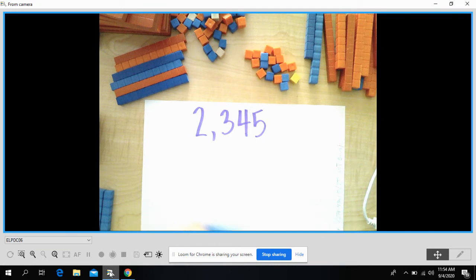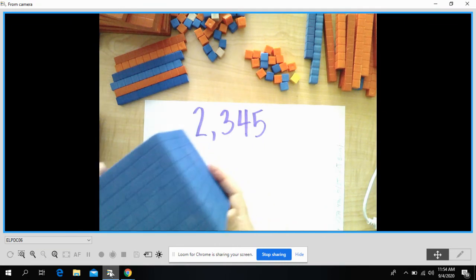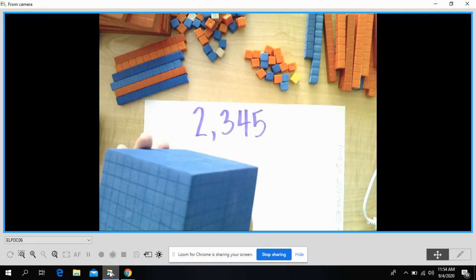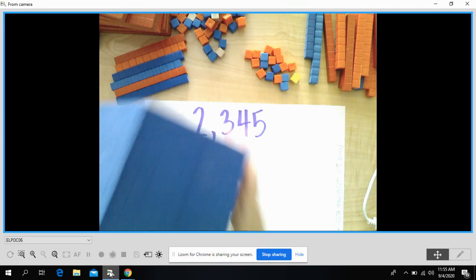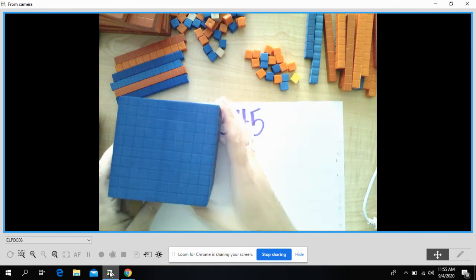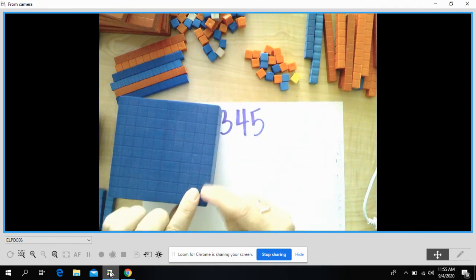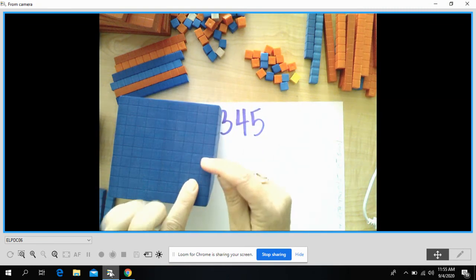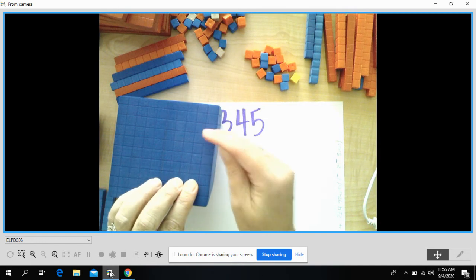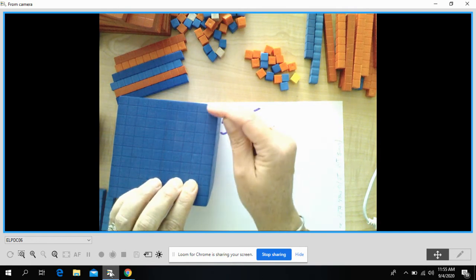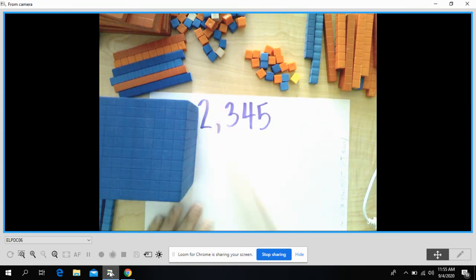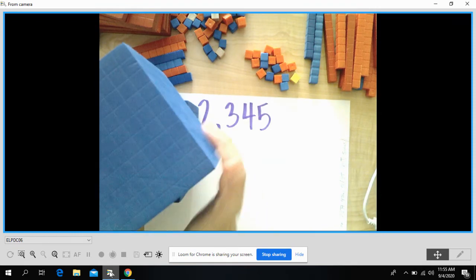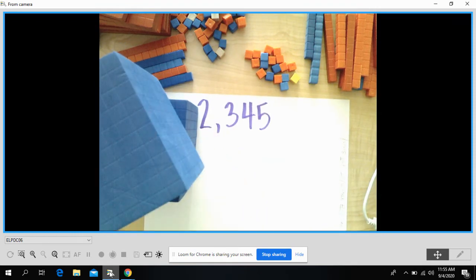I'm going to show you what that looks like with place value blocks. I'm going to use one of these big blocks now. This big block represents 1,000. The reason that this is 1,000 is because it is 10 hundreds, okay? 100, 200, 300, 400, 500, 600, 700, 800, 900, 1,000. So that's 1,000. I have another one, making a stack. 2,000, check that out.